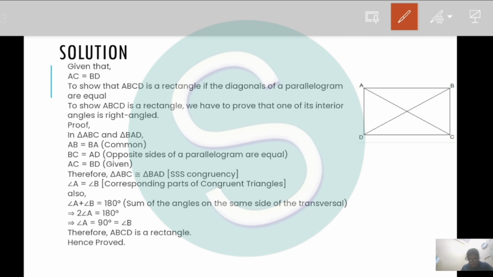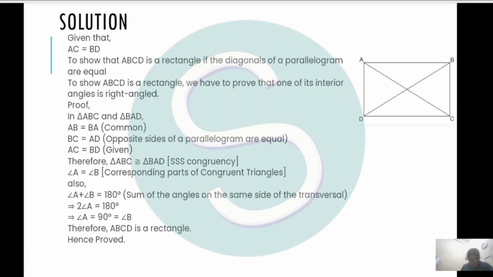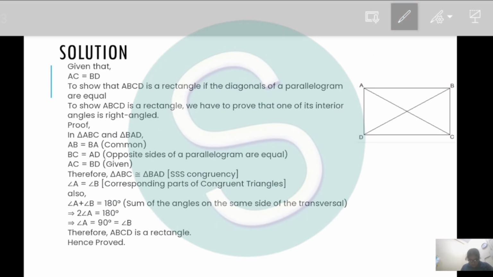a rectangle. So अगर हमें प्रूव करना है कि ये जो पैरेललोग्राम है अब वो रेक्टेंगल है, तो इसके लिए हमें किसी भी एक एंगल को 90 डिग्री शो करना होगा. सो अगर हम इस पैरेललोग्राम के किसी भी एक एंगल को, दैट इज ए बी सी डी, 90 डिग्री शो कर देंगे, सो ये प्रूफ हो जाएगा कि दिस पैरेललोग्राम इज अ रेक्टेंगल.